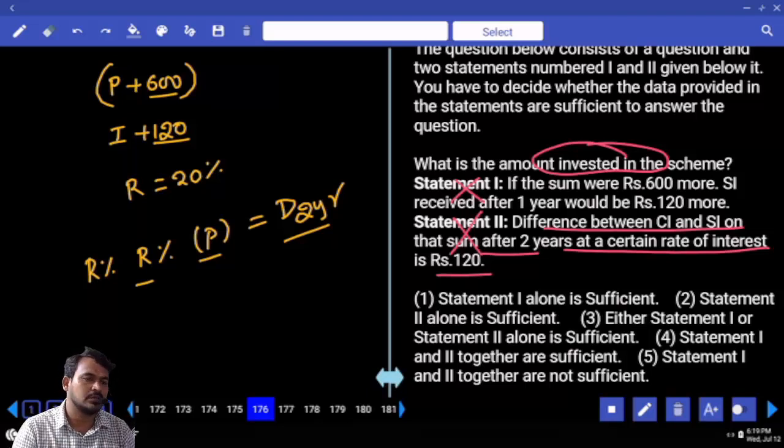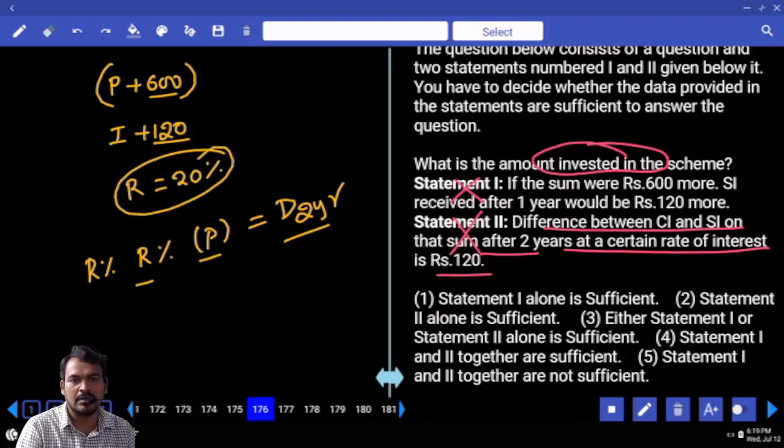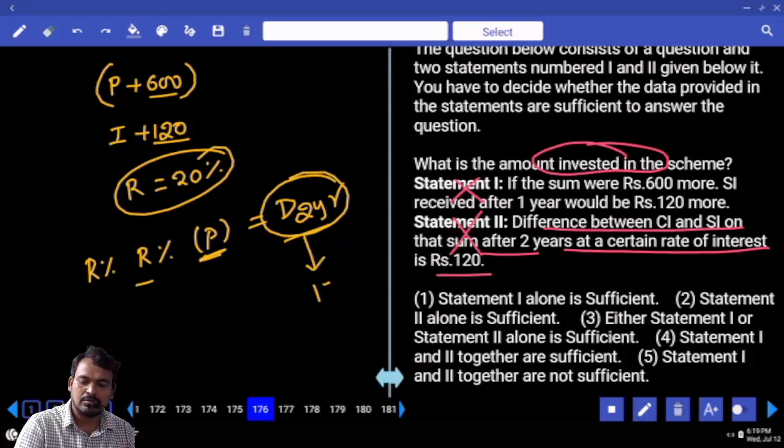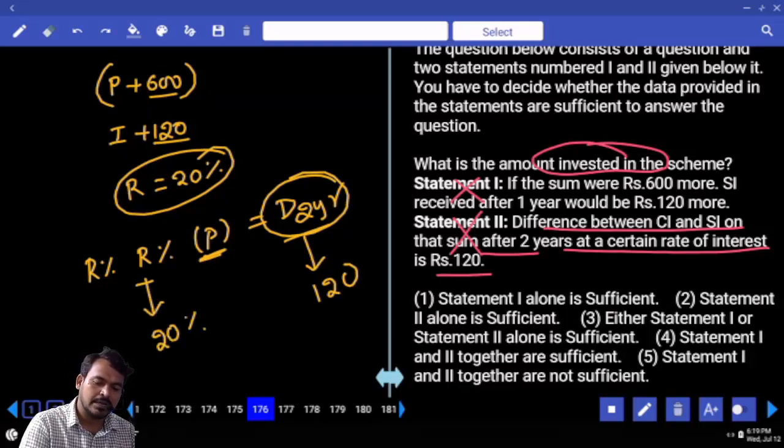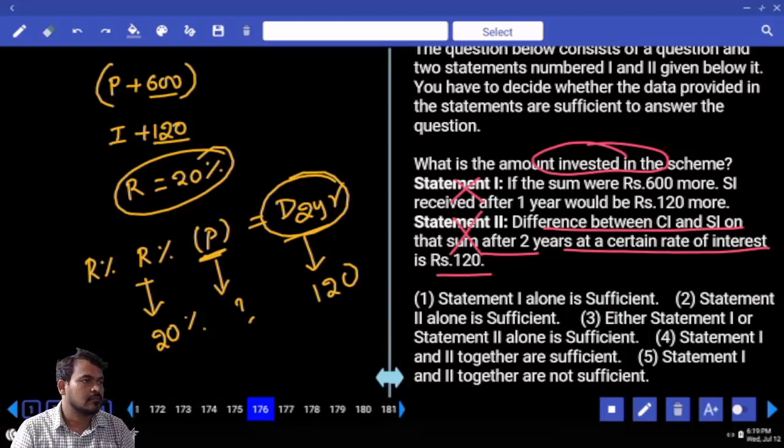By using both the statements, substitute the R value in the second one, and we get the principal, because we already know the difference in 2 years. In place of the difference in 2 years, 120 is given, and R value 20 is given. Next, which one do we require? The P value. Yes or no? By using both the statements, we get the answer.